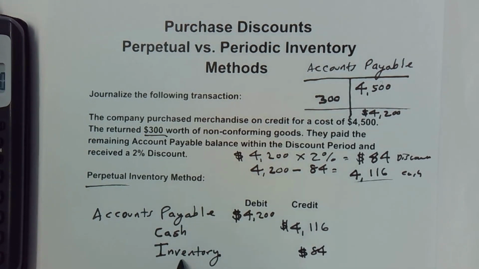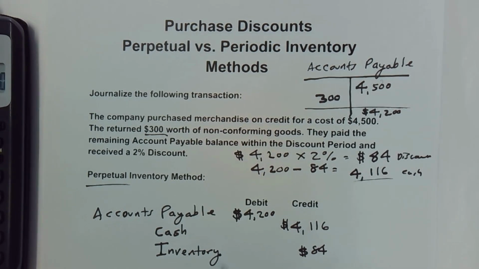That will reduce the cost, the carrying cost of our inventory by that amount of the discount. And the $84 will then cause this transaction to be balanced, and you have now properly accounted for a purchase discount in the perpetual inventory method.